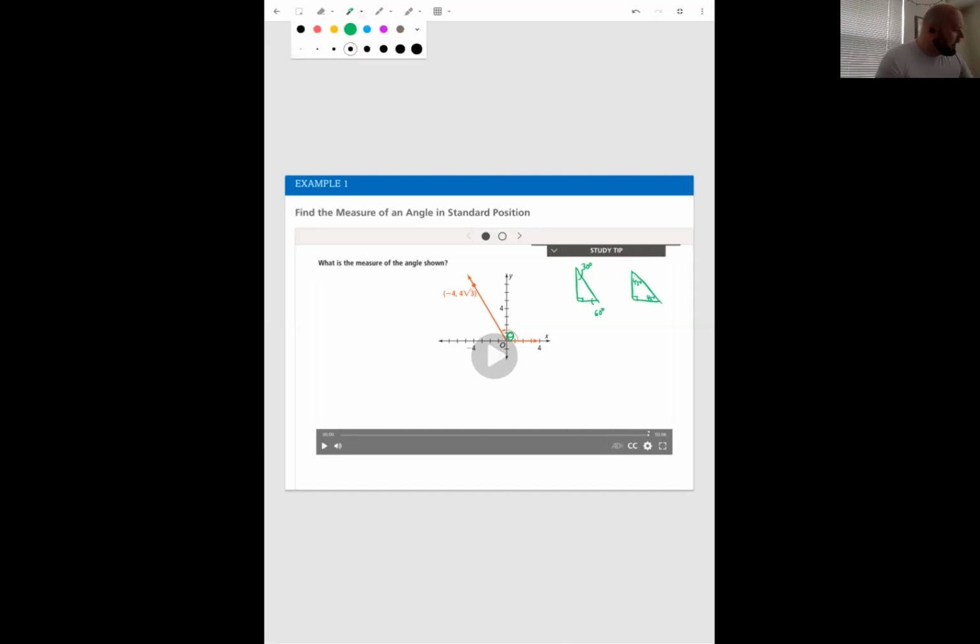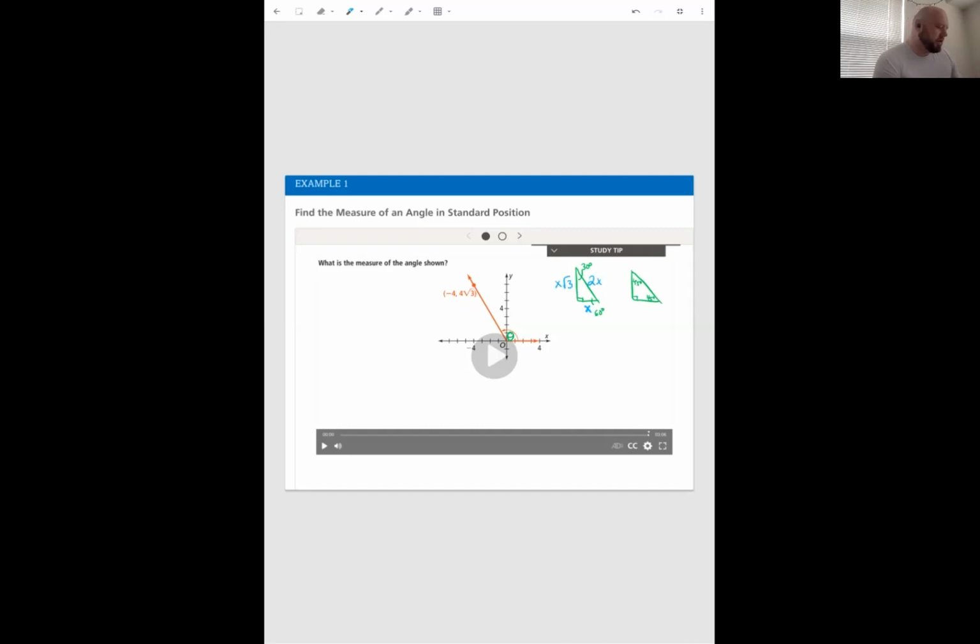Last time when we talked about the 30, 60, 90 triangle, we saw that the shorter leg, which is down here, is always x, the hypotenuse is always twice x, and the other leg, the longer leg, is x times the square root of 3. That relationship always works for every 30, 60, 90. It's never going to change.